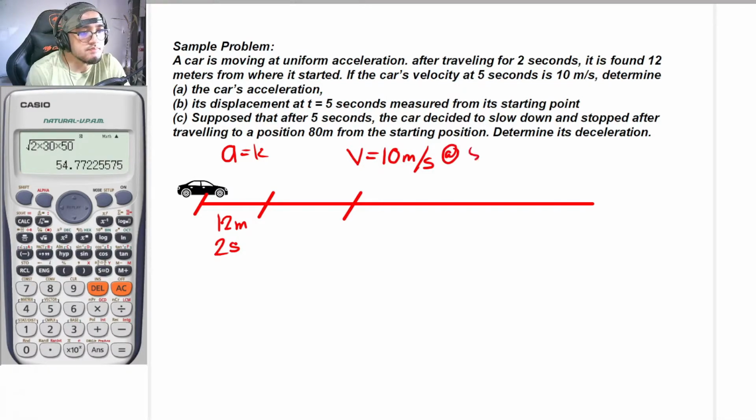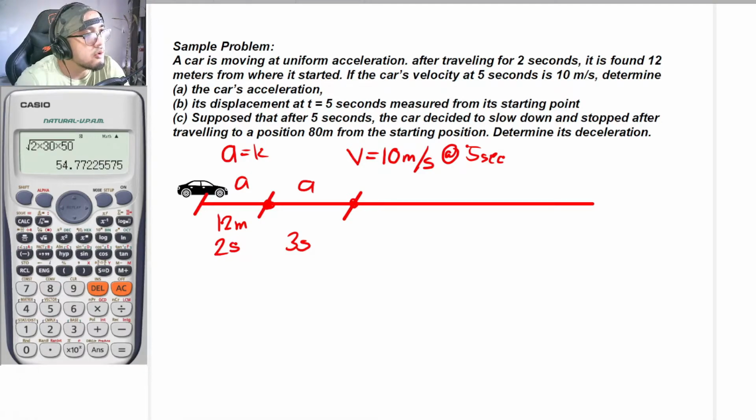So from this point up until this point is 5 seconds. This part is then 3 seconds, from this point up until this point. According to the problem, we are to determine the car's acceleration. Once again, the acceleration here is the same as the acceleration here.